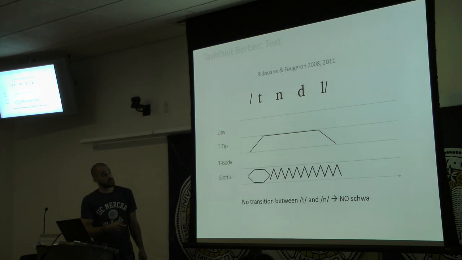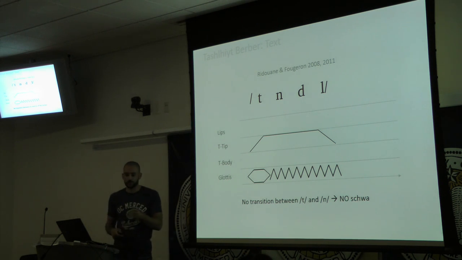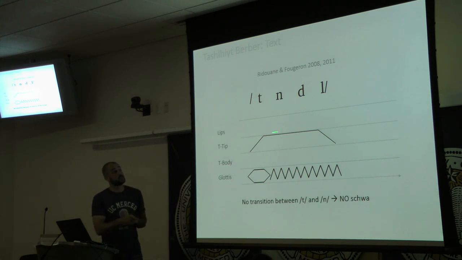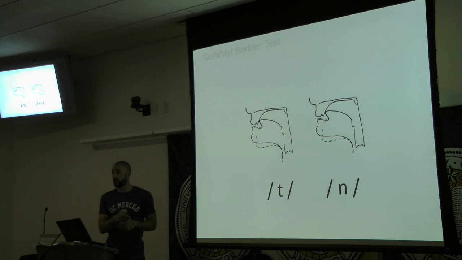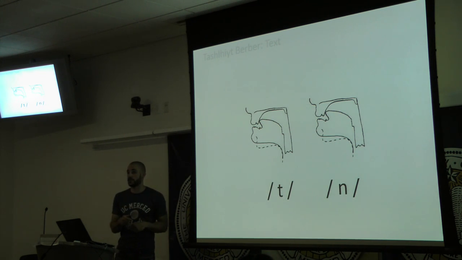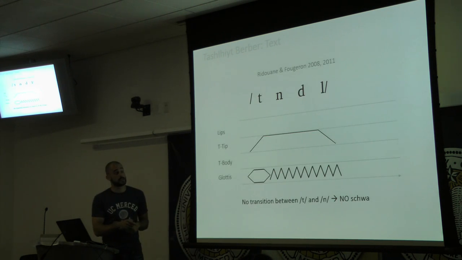It basically predicts that in a word in which you do not have an open transition between constrictions, you do not find schwa. So this case would sound like, and what happens there is the tongue tip stays at the alveolar ridge. There's no open transition, therefore you wouldn't get a schwa, right? So no schwa in this case.